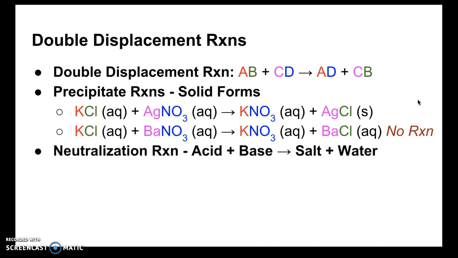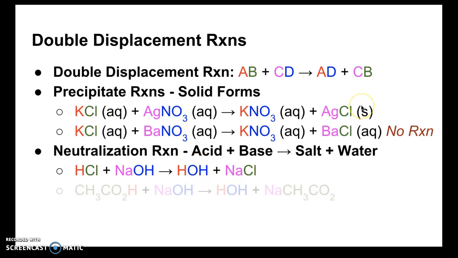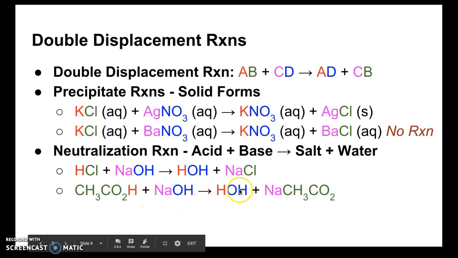A neutralization reaction is an acid and a base, which results in a salt plus water, and we saw that in the previous video. So here's that same example. HCl plus NaOH goes to form HOH plus NaCl. Remember, HOH is essentially water, so we can rewrite that as water. Here's another example. We have acetic acid, which is a carboxylic acid group, reacting with the base sodium hydroxide, and again it forms water and sodium acetate.